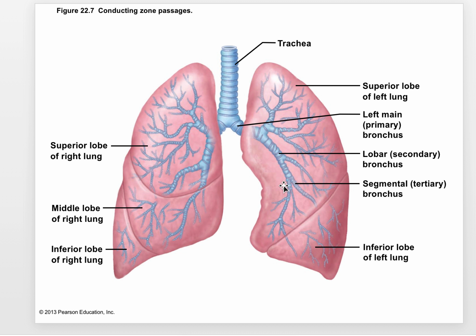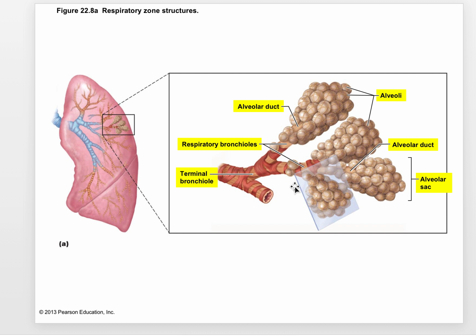And then each time it divides, the next division is tertiary. It just splits off into smaller and smaller bronchial vessels, till we get down small enough to get to the respiratory zone, and that's where we have our terminal bronchiole, respiratory bronchioles, the alveolar duct, the alveolar sac, and the alveoli, the individual air sacs.